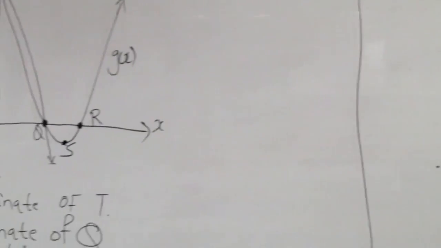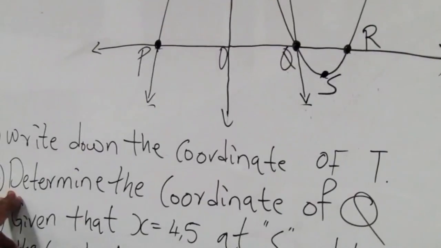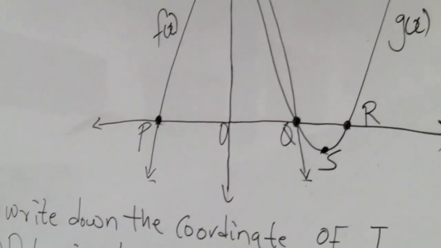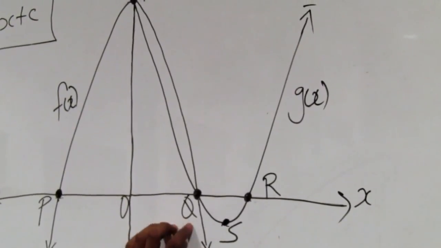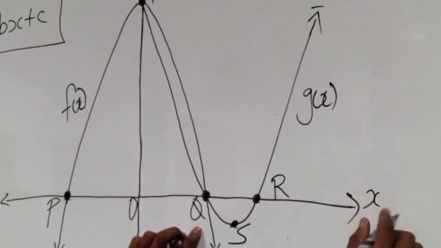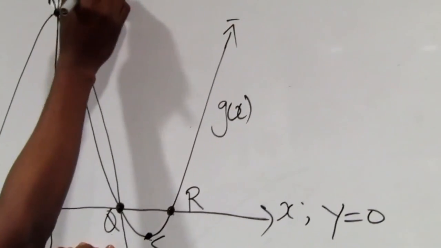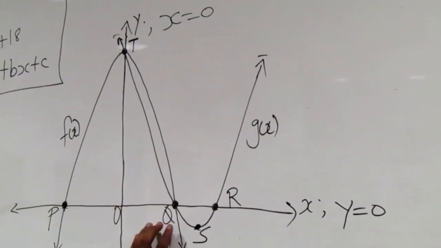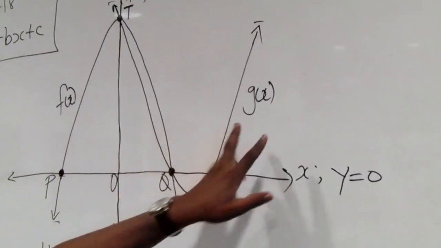Then we look again at our second question. Our second question says that we must determine the coordinate of Q. We come again and look up for Q. Our Q is here, and remember that our Q is on the x-axis, and on the x-axis y is equal to 0, on the y-axis x is equal to 0, always. So we will come here and look up for point Q. Point Q is an intersection of f of x and g of x.